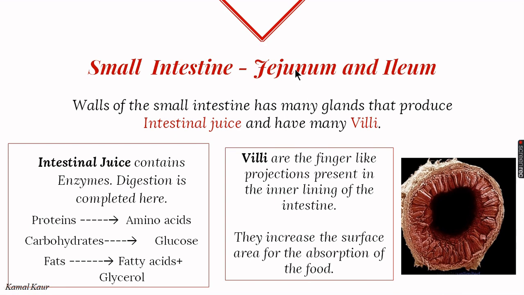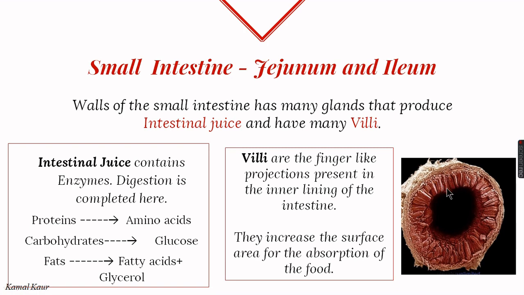Now the tongue-shaped villi in the jejunum perform the main function of absorption, which means they absorb amino acids, glucose, fatty acids and glycerol. The rest of the things which are left, which are certain vitamins, etc., are absorbed by the finger-like projections present in the ileum. So now the digestion is completed and absorption is also done in the small intestine.